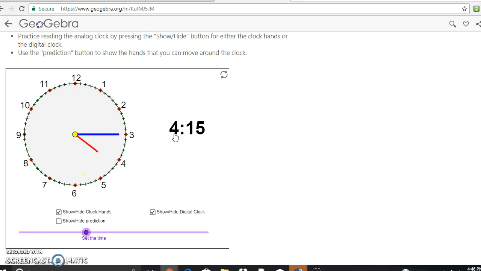Now, the time is 4:15 because the 4 is in the hour section and the number 15 is in the minute section.